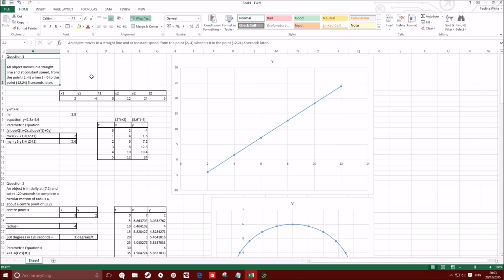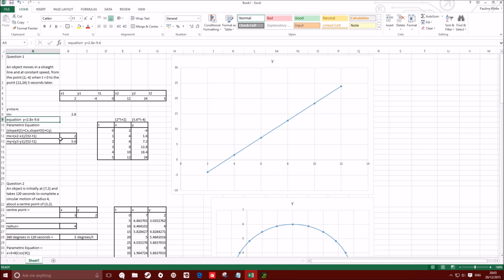You first work out the equation of the line, being y equals mx plus c. To do that you have to find the slope, m, which is 2.8, and that formula is y2 minus y1 over x2 minus x1, as you can see from here. Using that we get 2.8. So the equation of the line is y equals 2.8x minus 9.6.